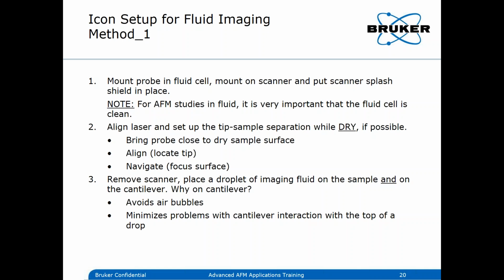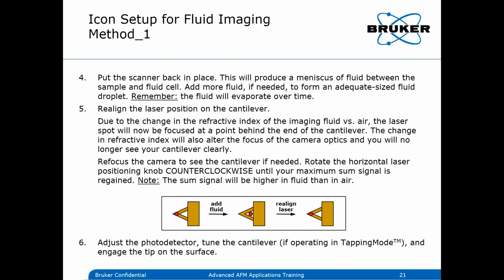Again, why on the cantilever? It's to avoid the air bubbles, the lamella on the V-shaped cantilevers, and it also minimizes the problems with the cantilever interaction with the top of a drop. Okay, so then you put the scanner back into place. This will produce a meniscus of fluid between sample and fluid cell. You should add more fluid if needed to form an adequate sized droplet.